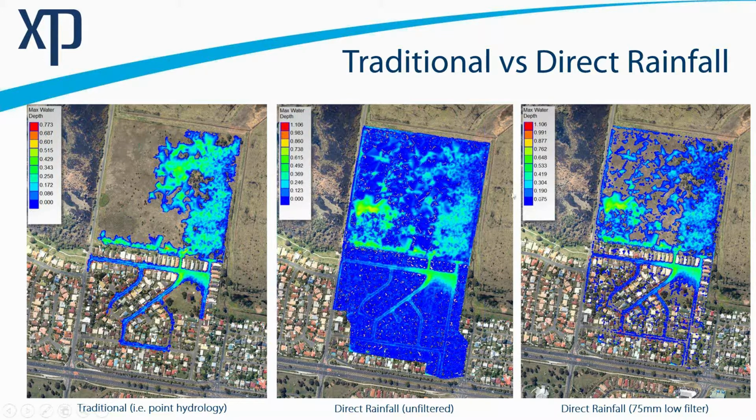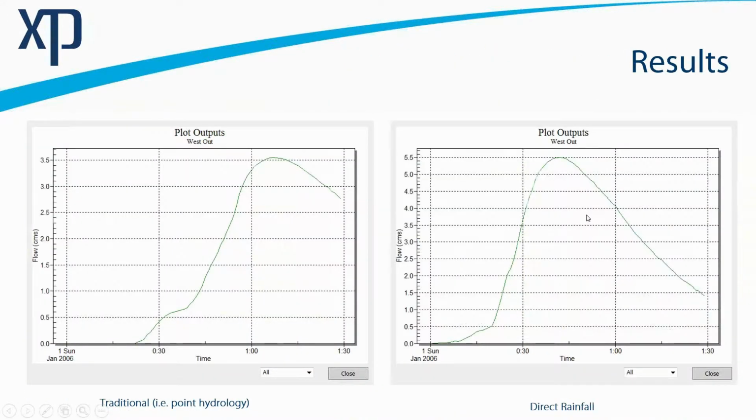It's also important to compare your results in terms of simple things like time history. The graph on the left is a flow out of the model using the more traditional approach, and it peaks around 3.5 cubic meters a second, a little bit after 1 hour. The flow on the right is at the same location. It's peaking earlier and higher, around 5.5 cubic meters a second, about half an hour earlier. So you are getting quite different responses.